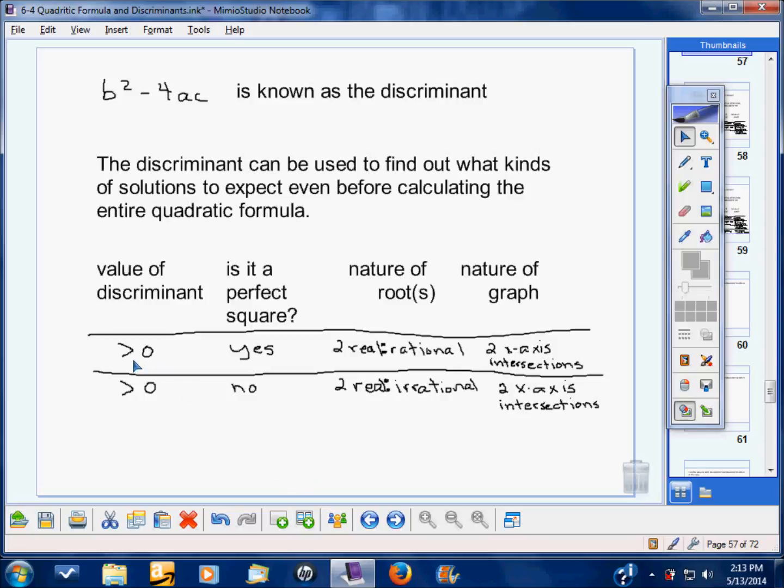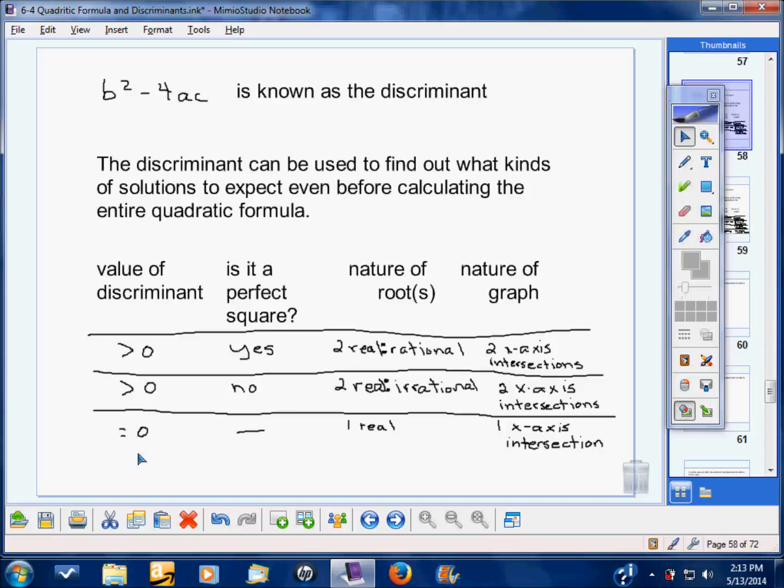What's another possibility? It could be greater than 0, or it could be less than, or it could be equal to. So we need to take a look at what happens in both of those cases. So if it's equal to 0, perfect square, well, it's 0. Technically, I guess it is a perfect square, but we kind of ignore that question. That's where you just get one real root, because you're adding or subtracting 0, and it only touches the axis once.